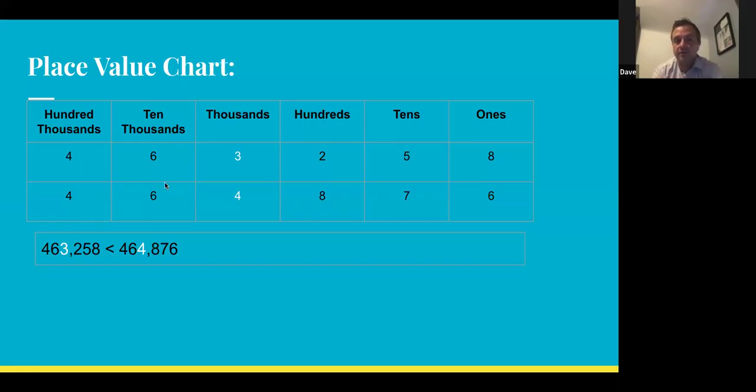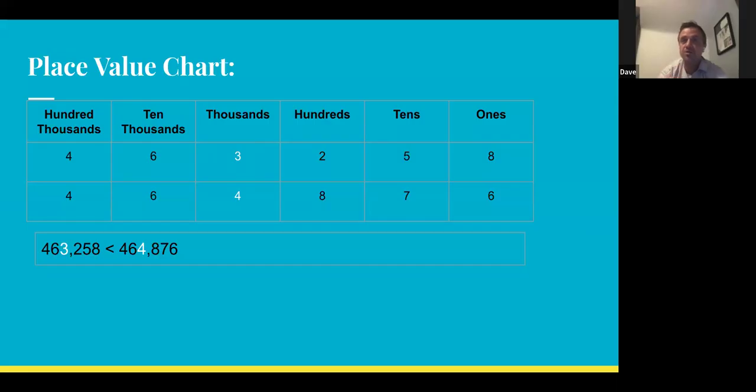These are both 6, which means they're equal. So I started in my 100,000s, then I went to my 10,000s. Now I come to my thousands column. This is where I notice they are different. In my top one, I have a 3, and in my bottom one, I have a 4.